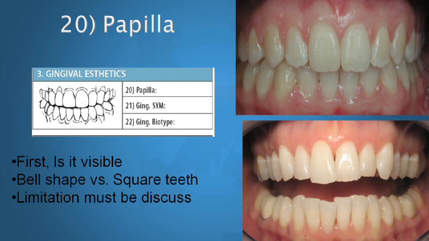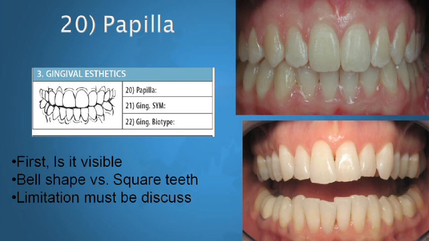The next parameter is parameter number 20, and parameter number 20 is papillas. We need to look at it. We need to assess the shape of the papilla, and we need to make decisions if the patient has a diastema, or maybe a gingival embrasure that is open, then we may need to make corrections on it. First of all, we need to communicate with the patient and explain the problem and find out if they're willing and desiring to correct it. If that's the case, then proper communication and proper treatment plan will be necessary.